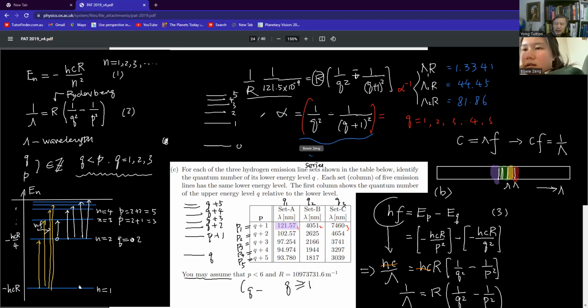Because this alpha represents lambda R. Can you see? Alpha represents 1 over lambda.